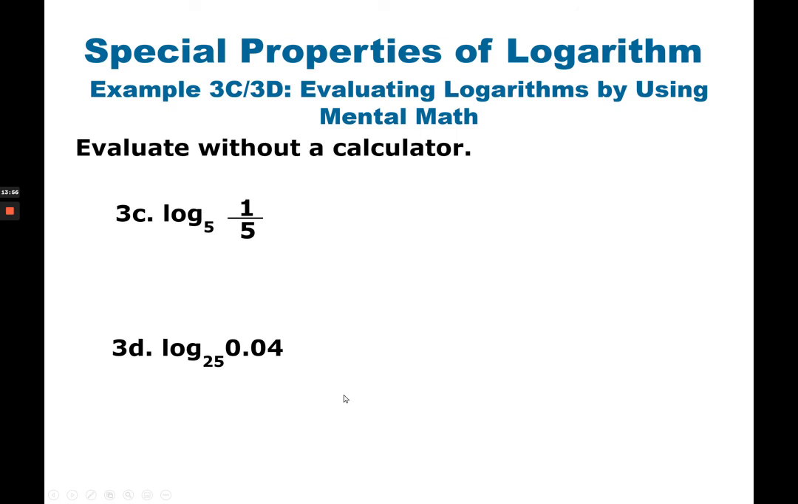Let's have another example without a calculator. Logarithm base 5 of 1/5 is equal to negative 1, because 5 raised to negative 1 is equal to 1/5. Logarithm base 25 of 0.04 is actually 1/4? No, it's not. Let's see. It's negative 1, because 1 over 25 in your calculator is 0.04.